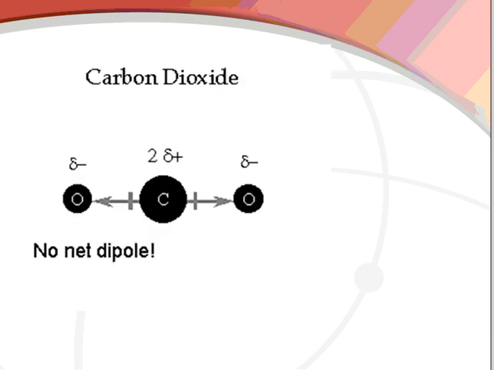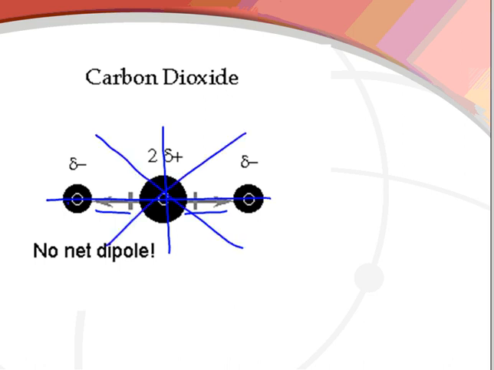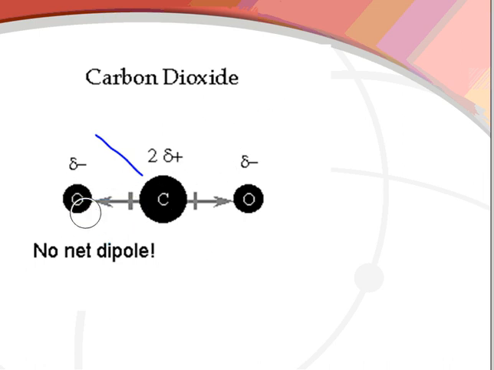Carbon dioxide. In this case, our two bond dipoles end up basically canceling each other out. I can't draw a line that puts my partially negative and partially positive charges on one side and the other. There's no way to divide this up such that I have a partially negative and a partially positive charge. So even though I have polar bonds, because my molecule is symmetrical, there's no net dipole. Nonpolar.